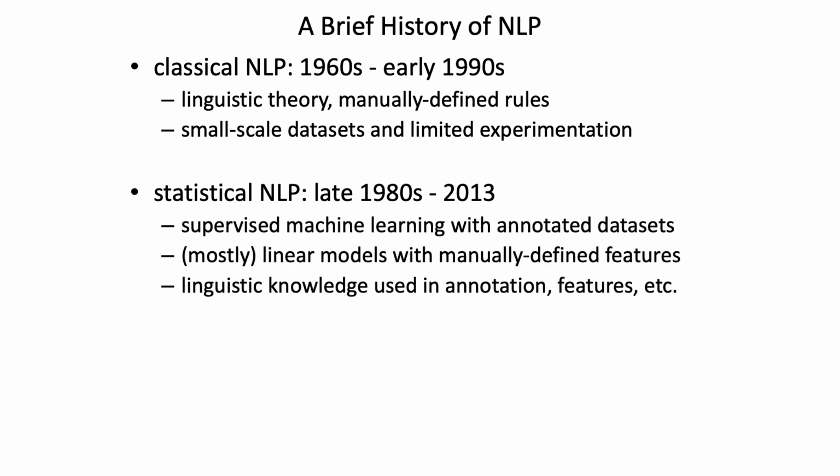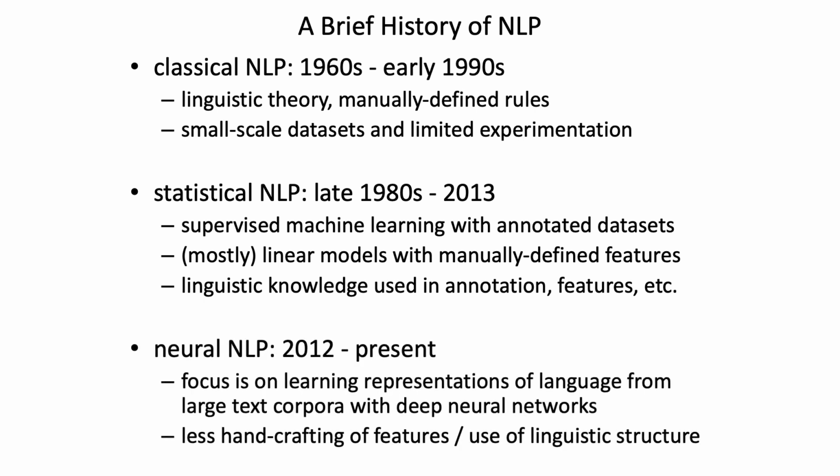The standard approach became supervised machine learning with manually annotated datasets. Models were fairly simple, mostly linear models with a lot of handcrafted features. And there was a lot of work in incorporating linguistic knowledge, whether in data annotation, feature development, evaluation, etc. The current paradigm is neural NLP, learning representations of language from large corpora with deep neural networks. There's much less handcrafting of features or use of linguistic structure. In the course, we'll be covering a variety of methods from both the statistical and neural eras of NLP.